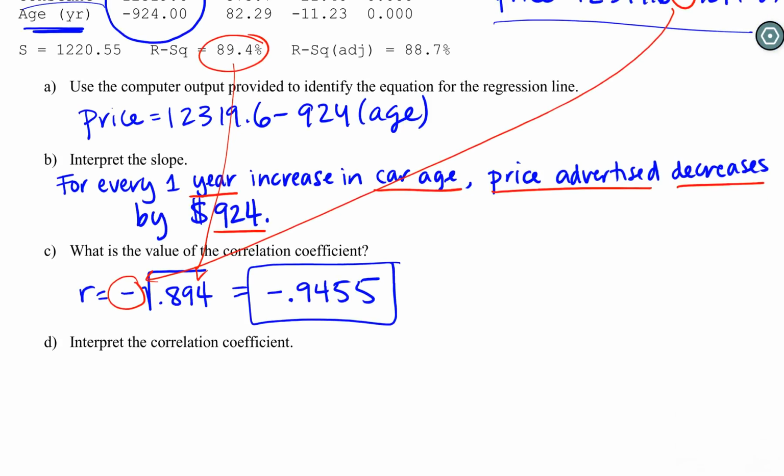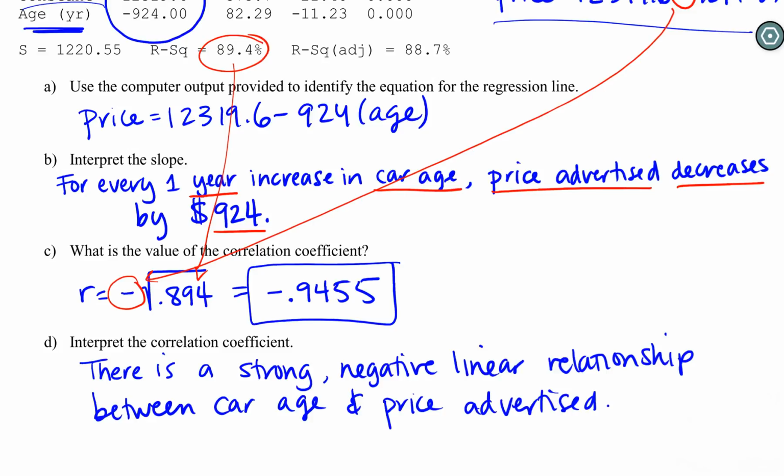And then the last thing we need to be able to do is interpret our correlation coefficient. There are 4 parts to this interpretation. We want to talk about the strength. Since we're really close to -1, we have a very strong relationship. It is negative, and we need to make sure that this always has the word linear, since that's our takeaway for correlation. We can only talk about a linear relationship, and then our x and our y, so we have some context to what we're talking about.